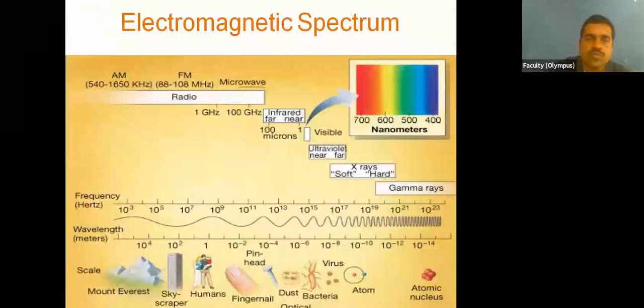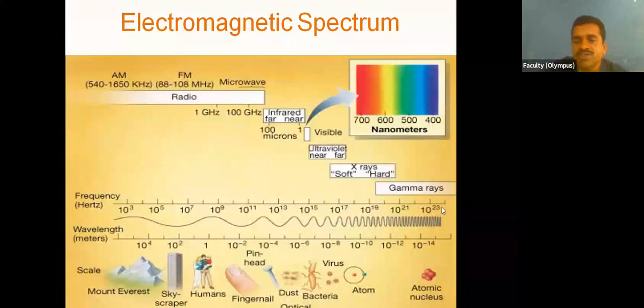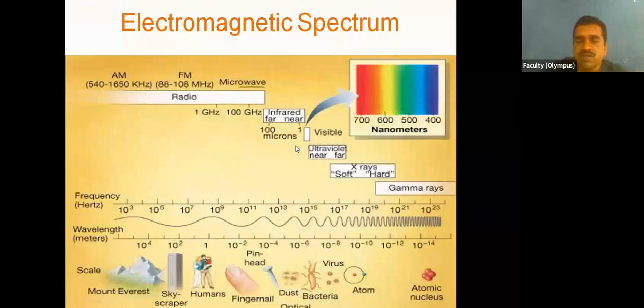Okay. Now we have studied the electromagnetic spectrum. This is the electromagnetic spectrum, showing various regions of this spectrum. So these are the gamma rays, up to this frequency 10 raised to power 19 hertz, or the wavelength equal to 10 raised to power minus 11 meters. That is gamma rays. These are the X-rays.